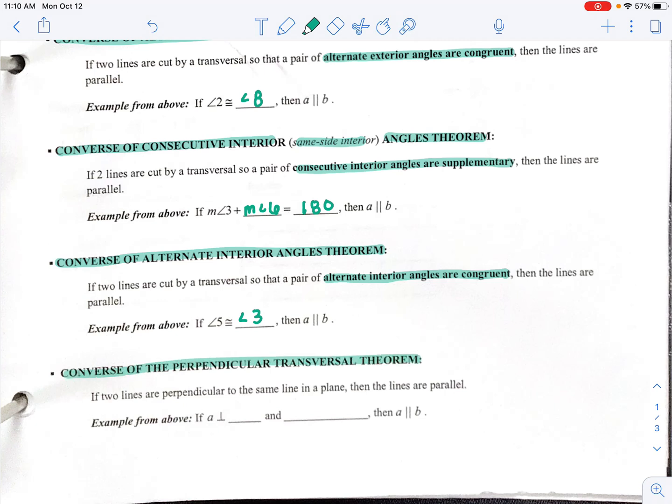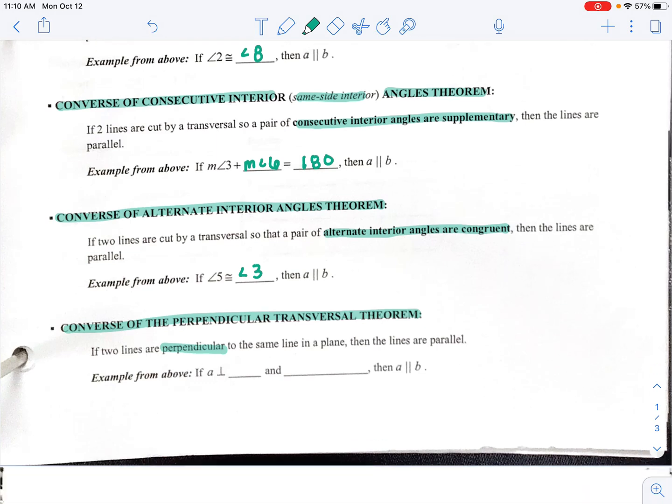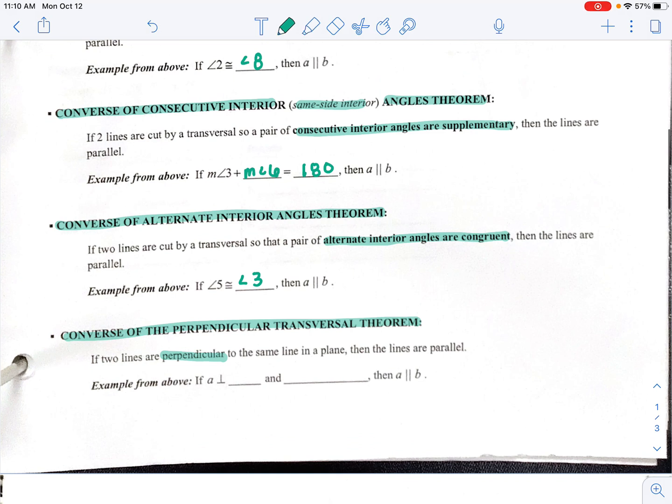And the last one here, it says the converse of perpendicular lines transversal theorem. It says if 2 lines are perpendicular to the same line in a plane, then those lines are parallel. All right, so it kind of helps me if I draw a picture here. So it says if A is perpendicular to blank, and it has B and all that stuff. So I'm going to draw line A. So here's line A.